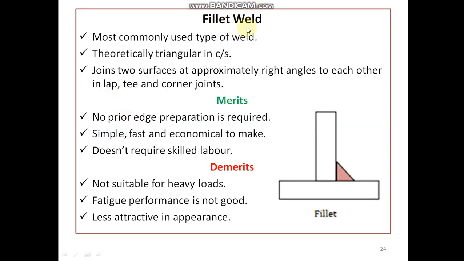Now let us look into the fillet weld. So fillet weld is the most commonly used type of welding. They usually have triangular cross-sectional shapes which join the plates as shown in this particular figure. You can see a triangular cross-section here. So usually the fillet weld joins two surfaces approximately at right angles to each other in lap, T or corner joints. A few merits we will see of fillet weld.